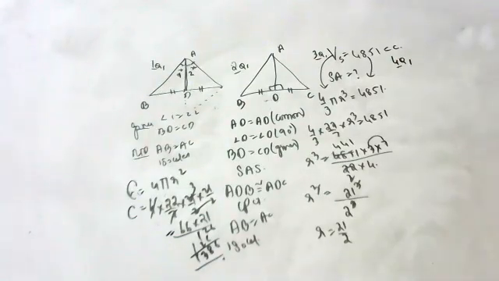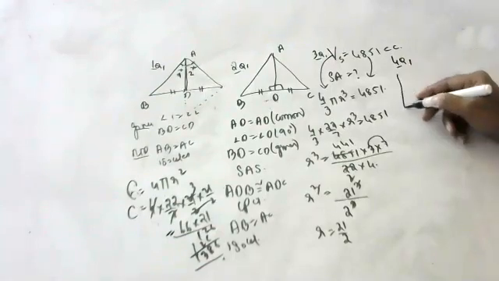Next question. A juice seller has a cylindrical vessel having radius 25 centimeters.